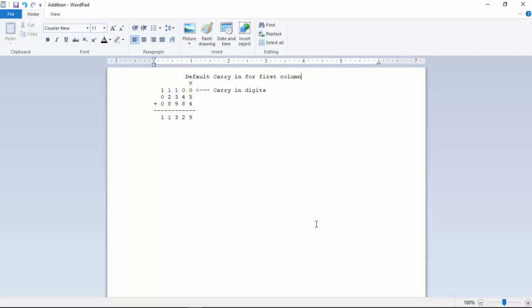We need to do the same thing for binary as well. So let's say I have some binary number like 0, 0, 0, 1, 1, 0, 1, 1. How many bits are there? 2, 4, 6. So let's put 2 more, versus 0, 1, 0, 1, 1, 1, 0, 0. And we are doing addition here.